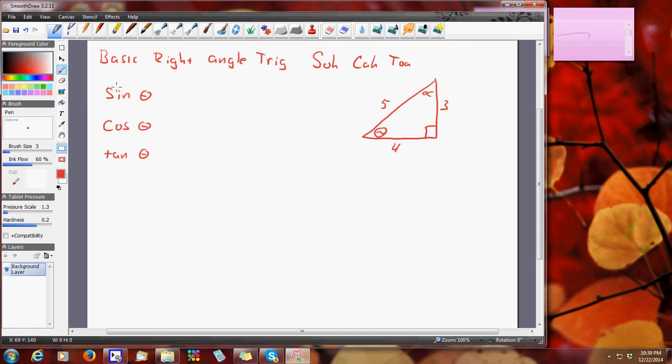So this is right angle trigonometry, and it's actually not that bad. All it really means is how the sides of a right angle triangle are related to the angles of the right angle triangle. And here's what you need to know.